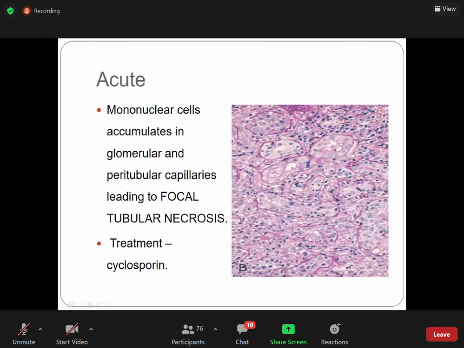This is the transplant rejection. There is accumulation of nuclear cells and bright capillaries in the peritubular network, thinning the surrounding tubules. There is focal necrosis, and they infiltrate with nuclear and other cells. Treatment is to administer immunosuppressive drugs, which suppress the immune response and prevent rejection.